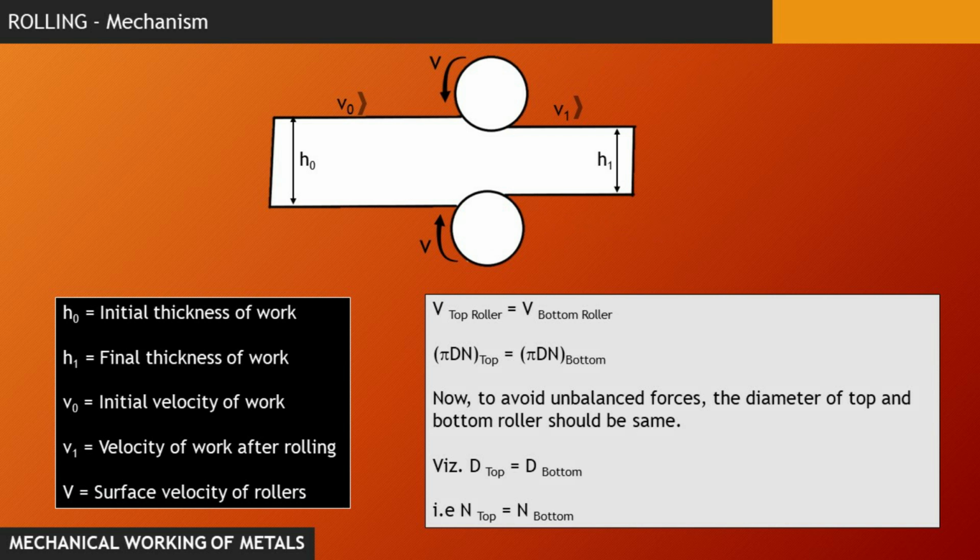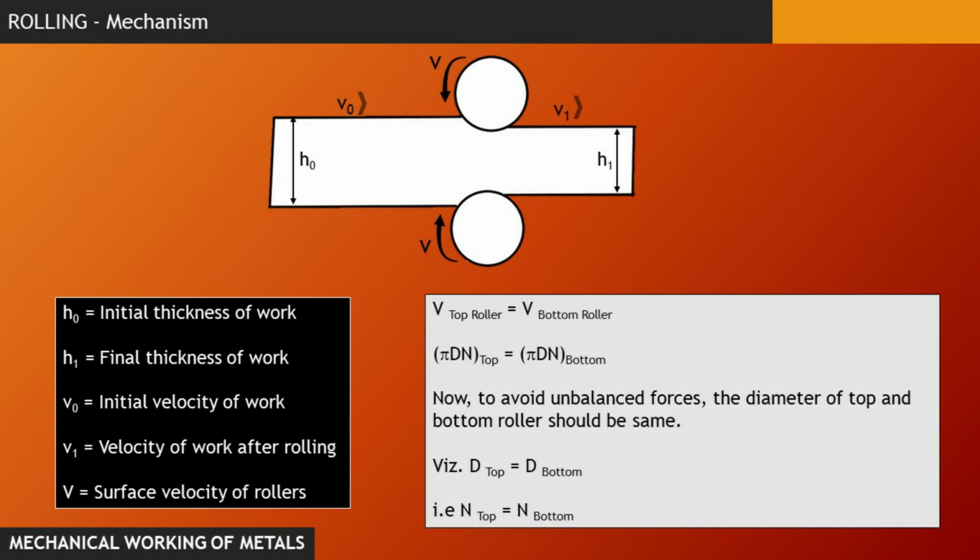So ultimately, the material that is being worked in between, because it's a mechanical working process, it's a metal forming process. So we are working on material, we are working on metal. If the metal is getting worked in between, it will automatically be pulled outside due to force of friction.